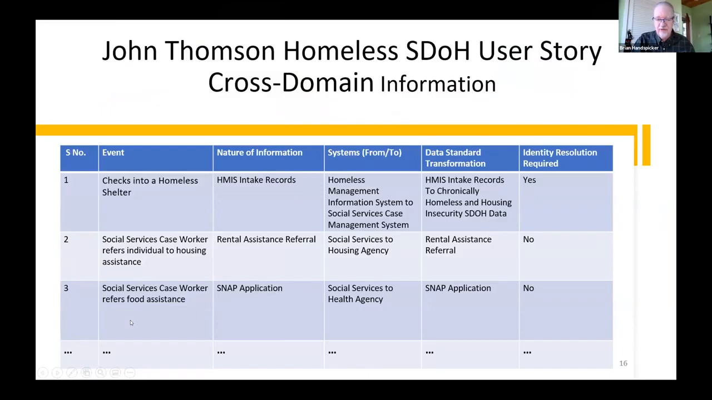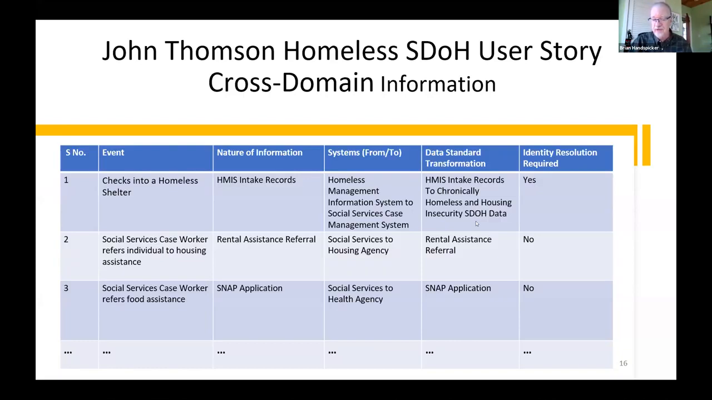So for this particular demonstration, we are talking about at least the first 2 different kinds of records or pieces of information that need to be exchanged on behalf of John Thompson. The first is that he's checking into homeless shelters on a regular basis. The homeless shelters have a fairly good picture of John. They've got a lot of demographic information for him. They may have income information on him. They may have disability information on him that is missing from the social services system.